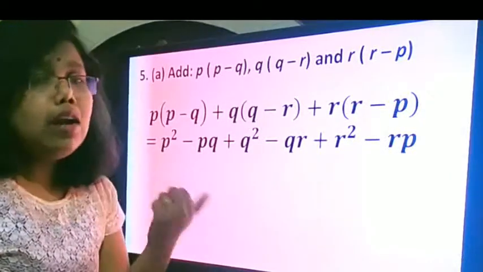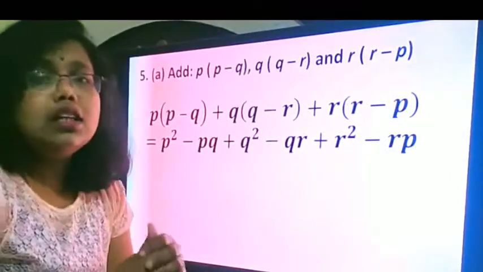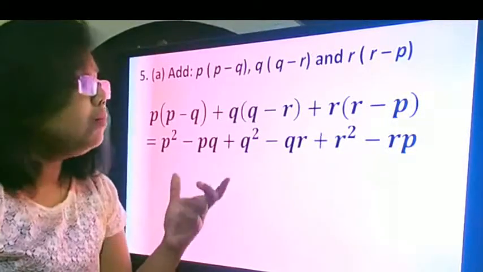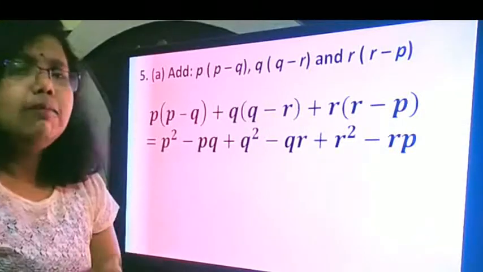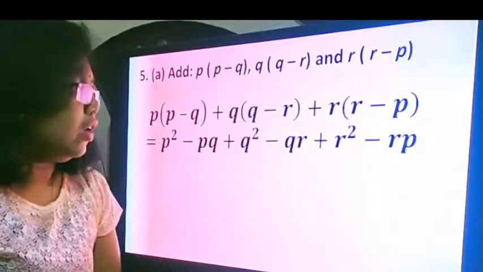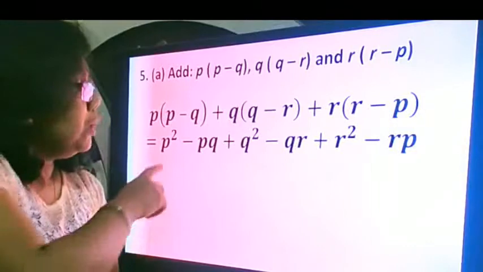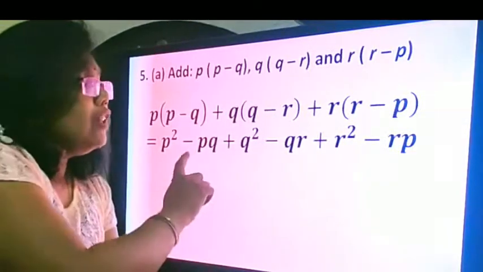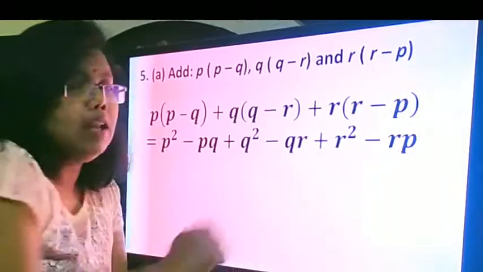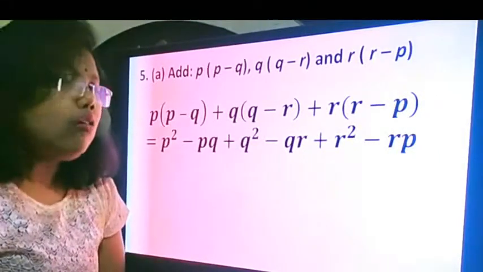But whenever we are writing the last step for an equation or an expression, the power has to be in descending order. That's the convention. And if possible, you could write it in alphabetical order. Here P, Q, R we have. So P squared would be first, Q squared would be second, R squared would be the third one. After that minus PQ, minus QR and minus RP, because the power here is all 1.